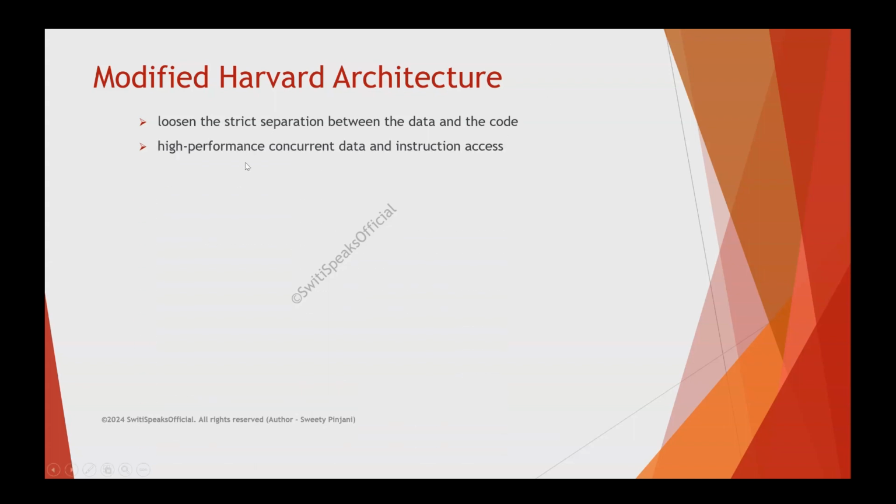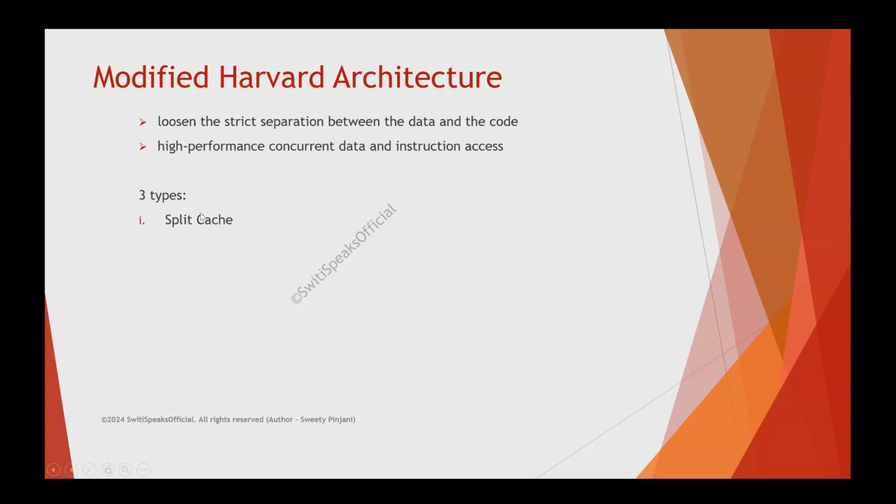The second feature is it still retains the high performance concurrent access to data and instruction. As we had in Harvard, we were able to access data and instruction simultaneously. Similarly, we can do that in modified Harvard architecture also, but it provides some advantage because we are going to loosen the strict separation between data and instruction. There are three types in which you can loosen the separation.